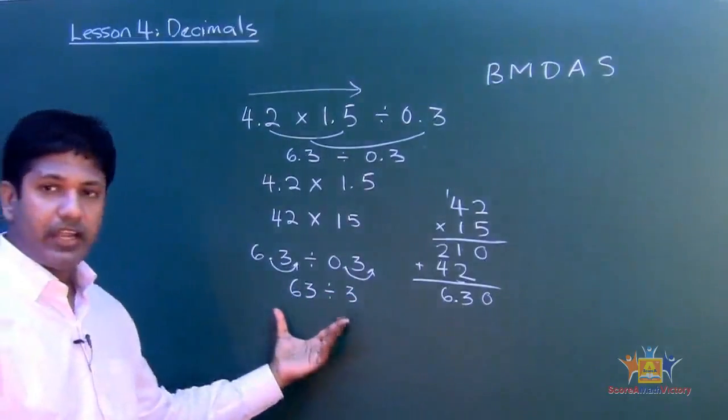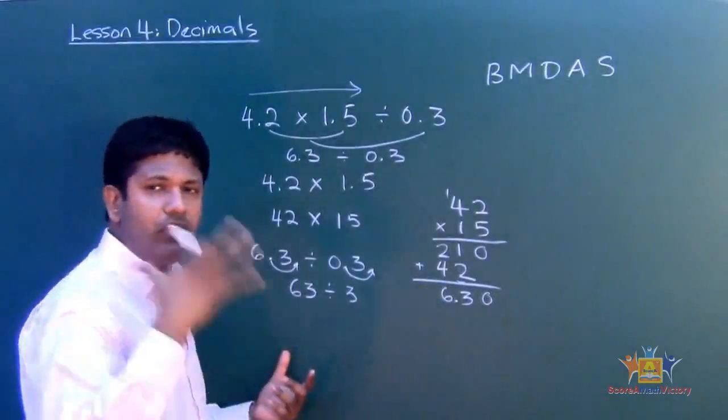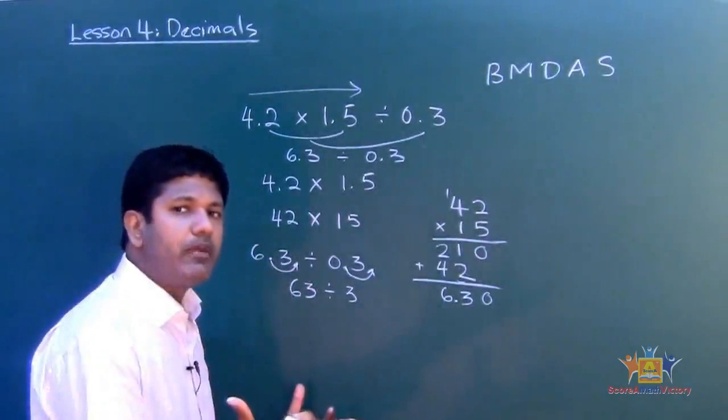This is outside our times table range, so we're going to use the long division method. When I say long division, what should come to your mind?